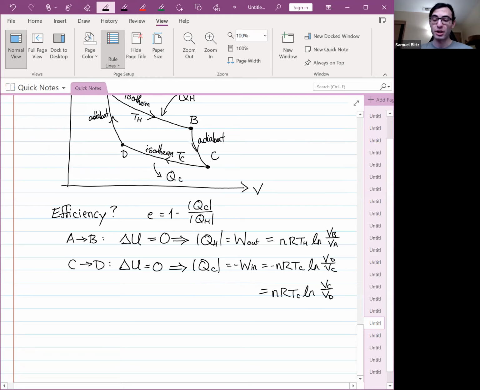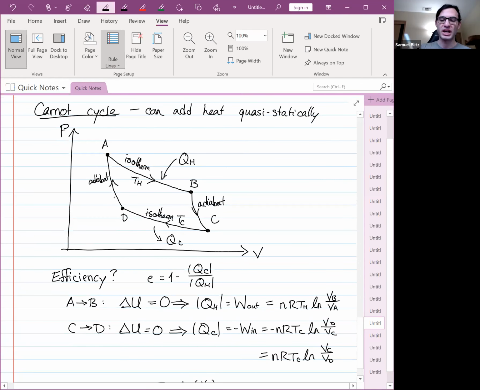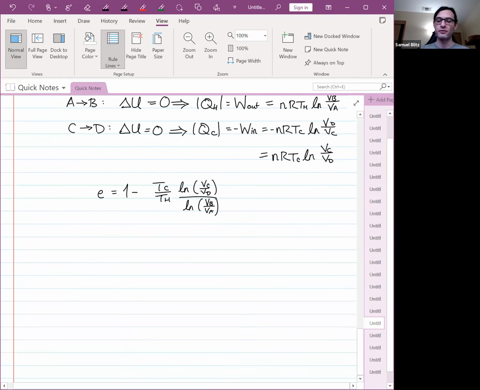So plugging both of those QHs and QCs in, we find that the efficiency is 1 minus TC over TH times the log of VC over VD divided by the log of VB over VA. But now, again, we can use the fact that BC, the process that goes from B to C, and the process that goes from D to A, are both adiabats, so we can simplify even further.